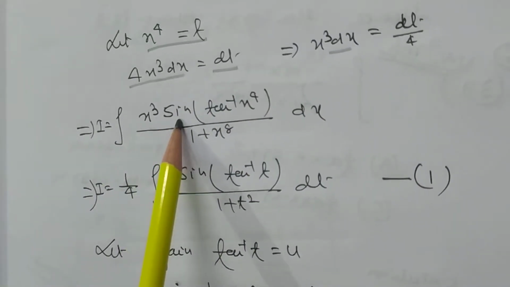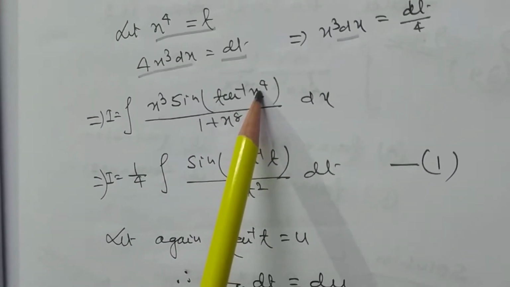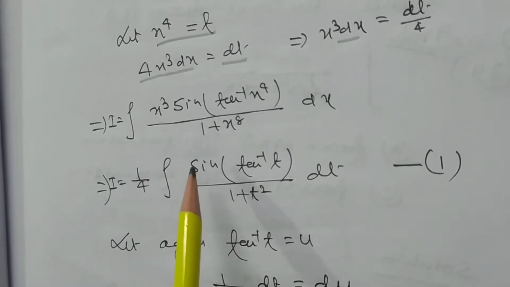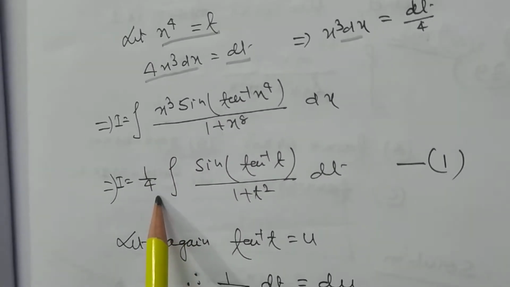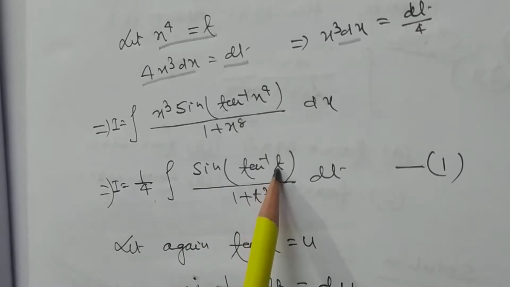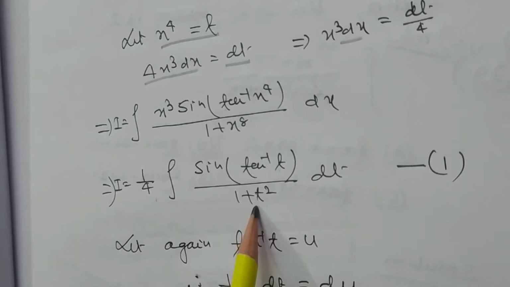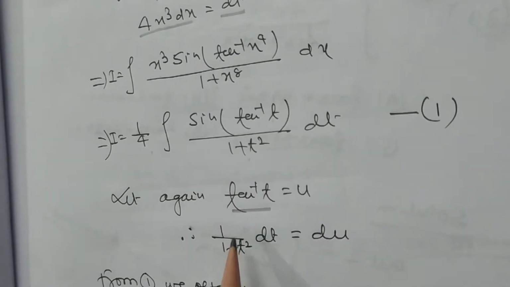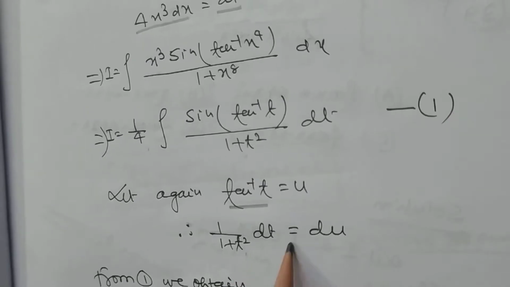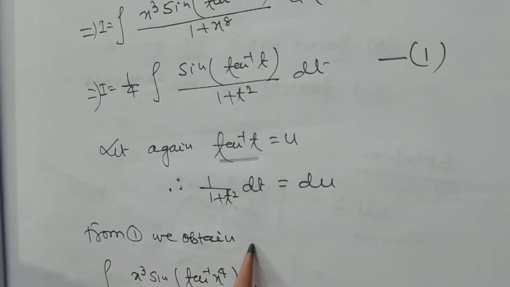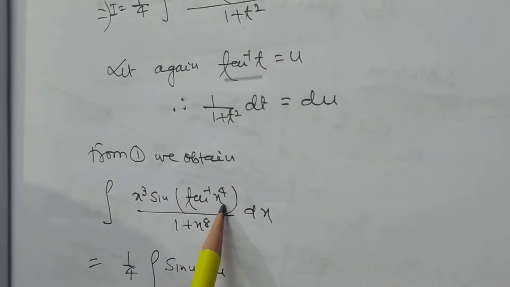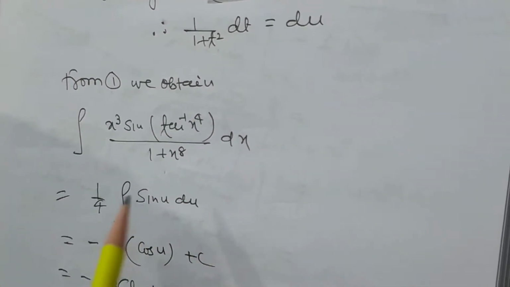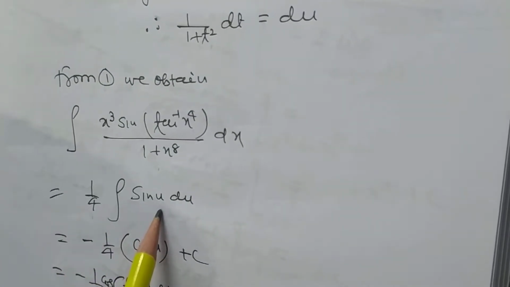So I is equal to the integral of x cube sin(tan inverse x to the power 4) divided by 1 plus x to the power 8 dx. Now convert it in the form of t. So it will be 1 by 4 sin(tan inverse t) divided by 1 plus t square dt. Now again we put tan inverse t is equal to u. Then 1 by 1 plus t square dt is du. So it will be 1 by 4 sin u du.